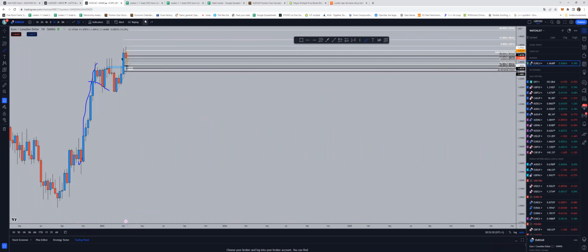So we are in an impulsive market. We are trading with the trend. We broke the weekly highs here already, so very nice to see. So I went to the daily then.